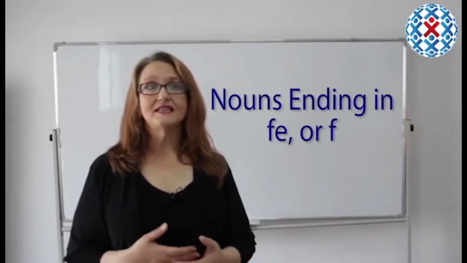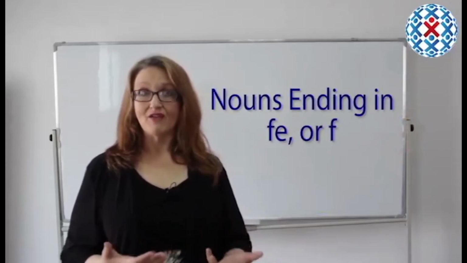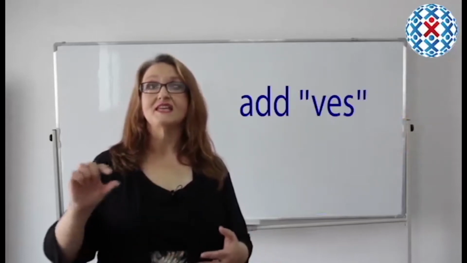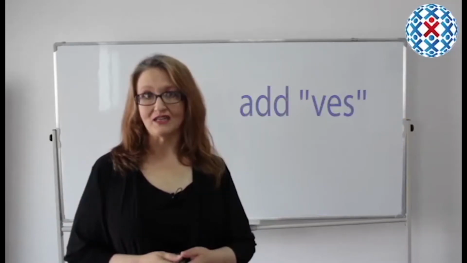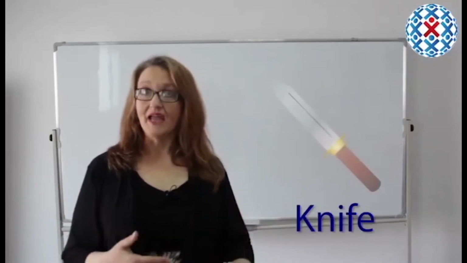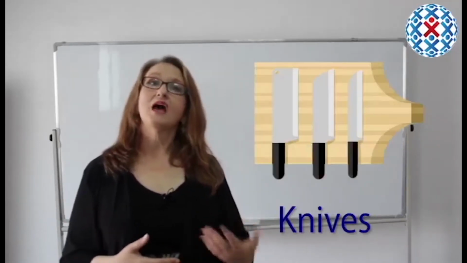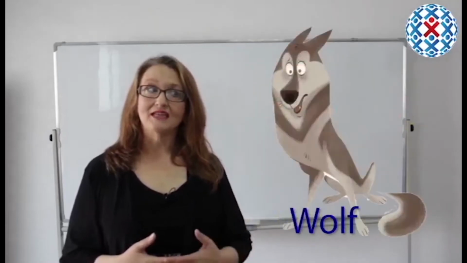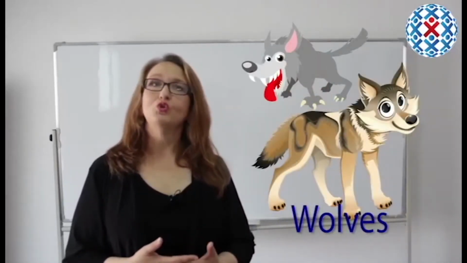Words that end in FE or F have VES added to the end of them. So knife becomes knives, and a singular wolf becomes wolves.